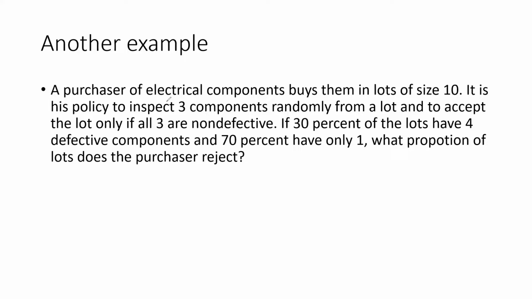Reject, that means you find some defective ones. Okay. All right, so it's a little bit complicated. You have 2 types of lots. Let's draw a tree diagram just to show the situation. It's not necessary, but maybe it's helpful. The first type, lot type 1, lot type 2. 30% of the lots have 4 defectives. So lot 1 has 4 defectives. Let's put 0.3 here, 0.7.